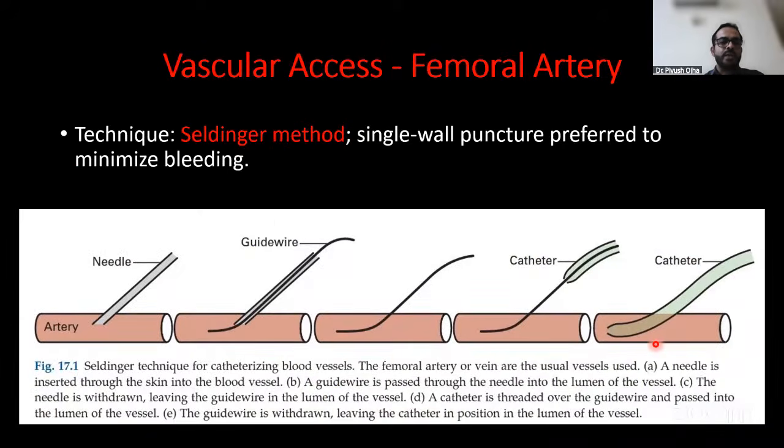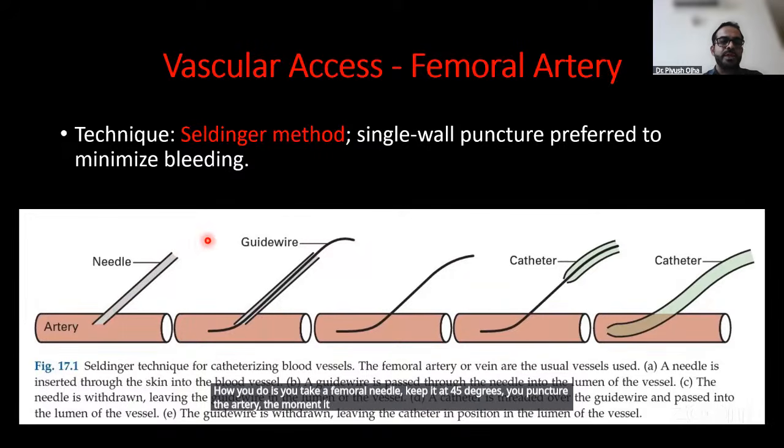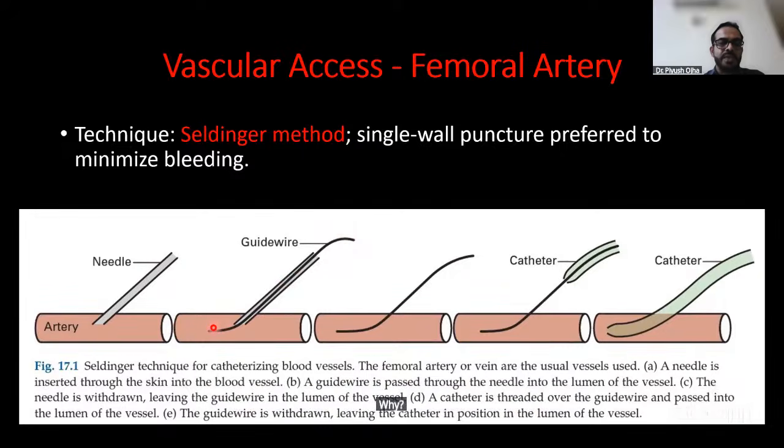It is a single wall technique. How you do it is you take a femoral needle, keep it at 45 degrees, and puncture the artery. The moment it enters the artery, you see a spurt of blood. The moment you see it, you can put a guide wire, either with the sheath or a long 035 wire. Once it is inside the artery, you can always cross-check using fluoro. Then you can take out your needle and put a catheter.